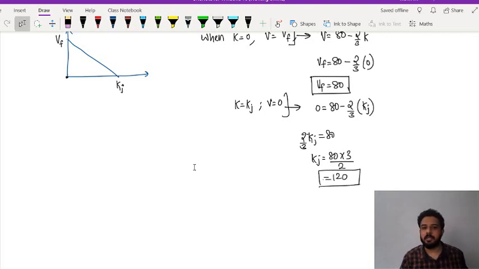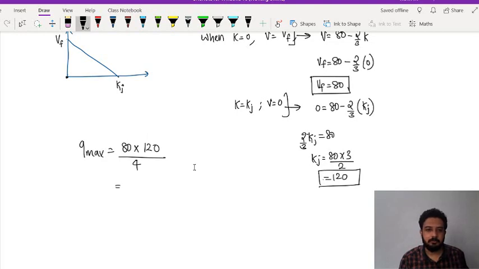Understood? Now we can easily calculate what is Q max. So Vf we got as 80, Kj we got as 120, divided by 4. That's it. So you will be getting 4 and so 20. So 2400 vehicles per hour.